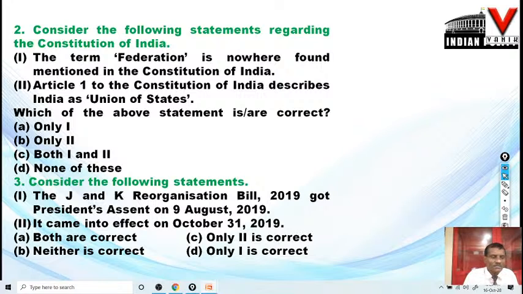Question number 2. Consider the following statements regarding the Constitution of India. The term federation is nowhere found mentioned in the Constitution of India. Article 1 of the Constitution of India describes India as a union of states. Which of the above statements is correct? What is your answer? Kindly revert. Whether only one, only two, or both one and two?